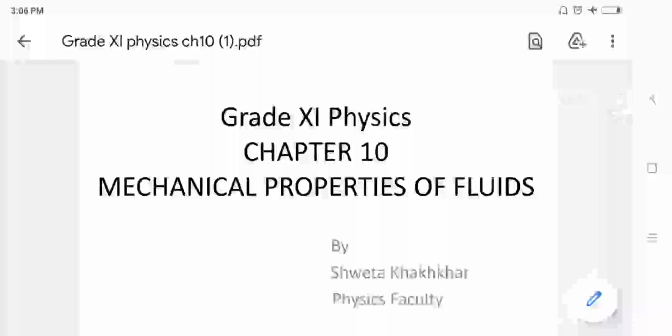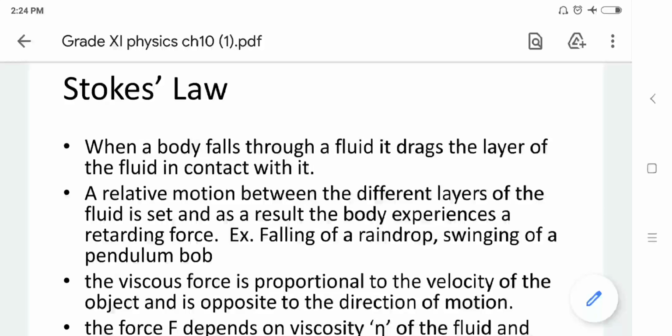Hello students, let us start our new session of chapter 10, Mechanical Properties of Fluids. Now let us understand Stokes' law.